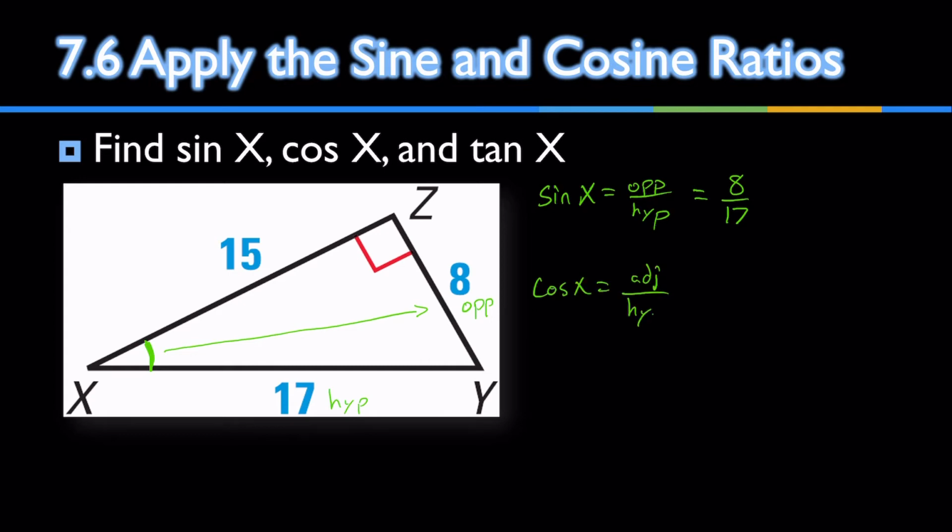Cosine is adjacent over hypotenuse. Adjacent is the leg touching the angle. It's never the hypotenuse. The hypotenuse is different. The adjacent is always the leg. And it's 15. Hypotenuse is 17. And tangent of x is opposite over adjacent. Opposite was 8. Adjacent was 15. And you should always check and see if you could reduce these ratios at all. On these particular ones, you cannot reduce the ratios.